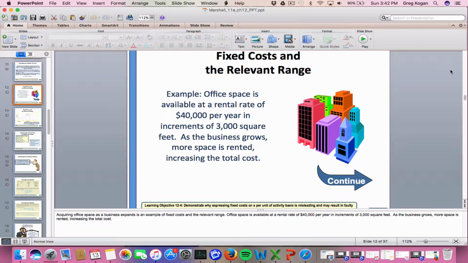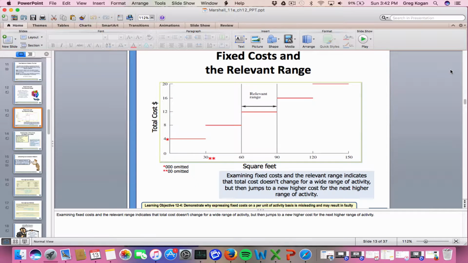So continuing with fixed and variable cost, I wanted to go over an example of office space that is available at a rate of 40,000 per year in increments of 3,000 square feet. And as the business grows, more space is rented, increasing the total cost.